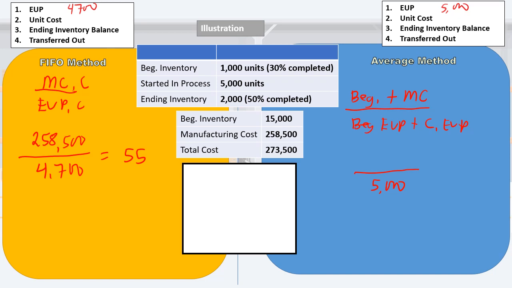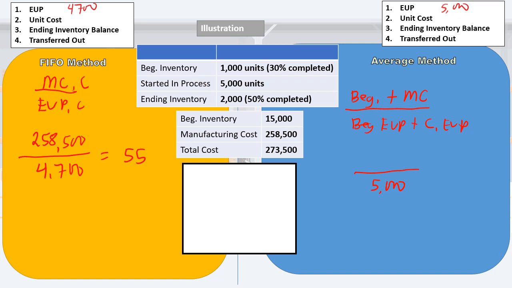So, yung 4,000 times 100%, tapos yung 2,000 times 50%, kaya natin nakuha yung 5,000. So, kung saan kayo nadadalian, okay lang po yun as long as same result yung lalabas na units. So, ang equivalent unit of production natin under average is 5,000 units.